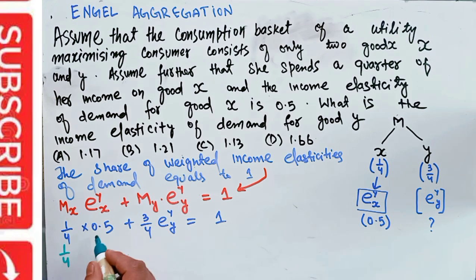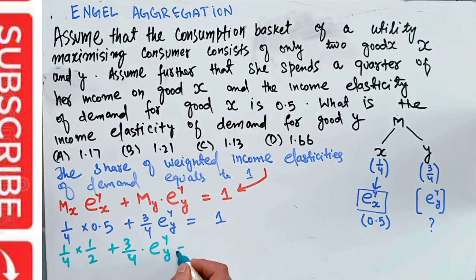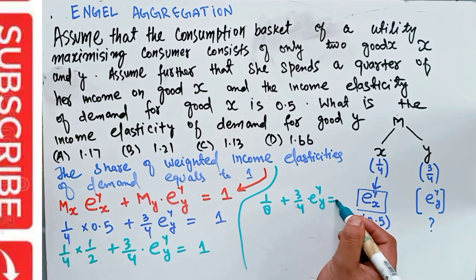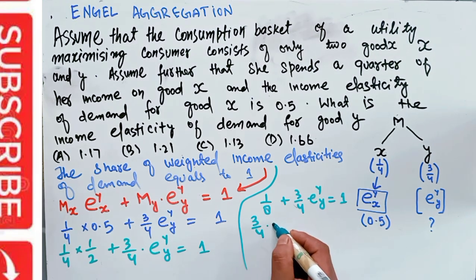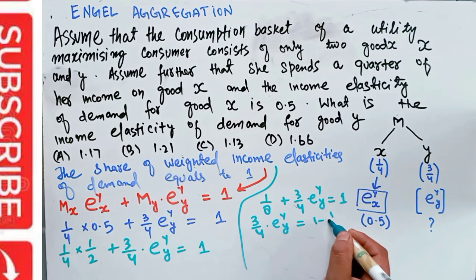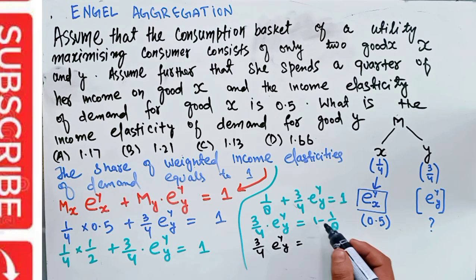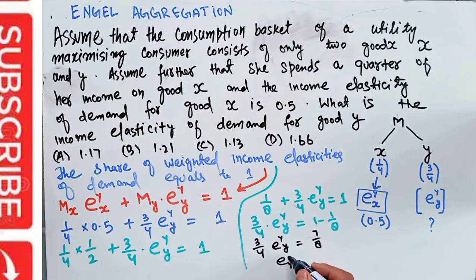So we have 1/4 times 0.5, which can be written as 1/2, plus 3/4 times income elasticity of demand for good Y. It must be equal to 1. Let us solve this now. So this is 1/8 plus 3/4 times income elasticity of demand for good Y, which should be equal to 1. So 3/4 times income elasticity of demand for good Y should be equal to 1 minus 1/8. Transposing this, it gets subtracted, which gives us 3/4 times income elasticity of demand for good Y equals 7/8.